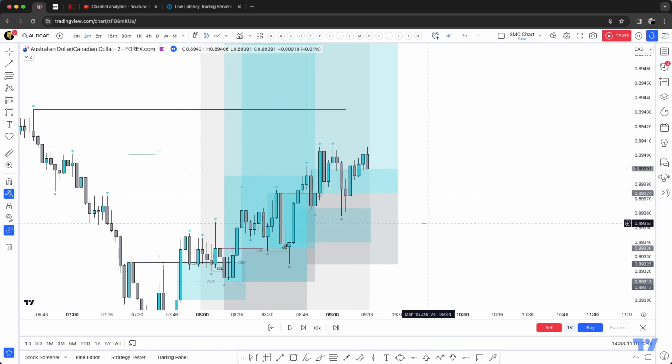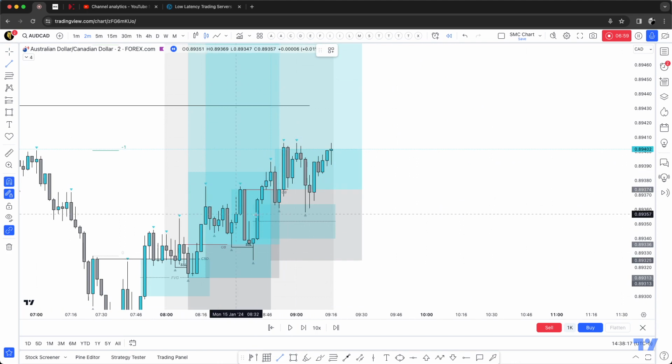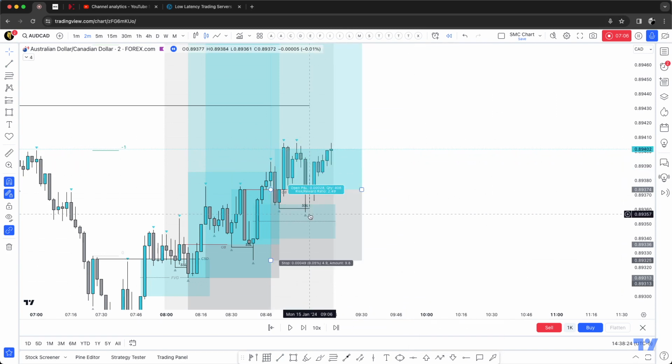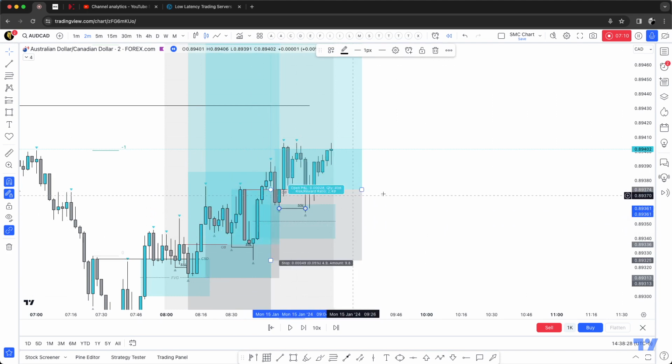Okay, we have another sweep. Look at what's happening. I think it's forming another order block right here. We have another sweep, right? Sell side liquidity being taken. You see these last three candles sweeping this low in this important level, which is the fair value gap and also the order block right here.